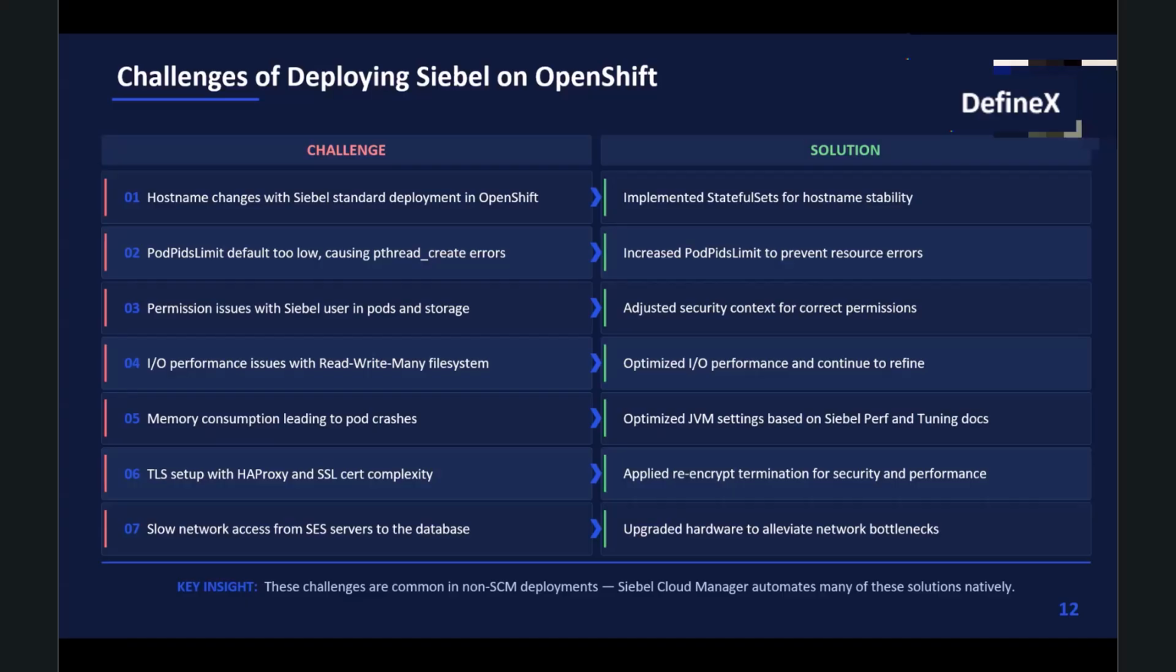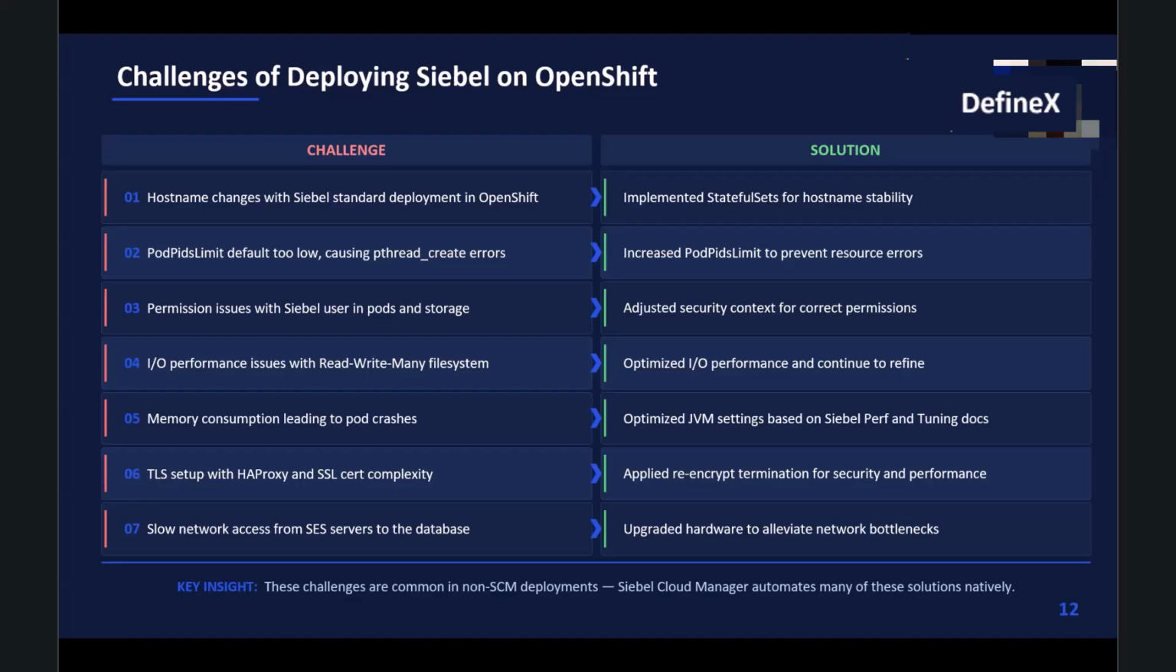But for our case, the client was willing to operate in a private cloud and integrate with all the CNCF compliant products coming with Kubernetes or OpenShift. We also addressed TLS setup and applied re-encrypt termination for security. Of course, you need to consider security as a crucial concern for private cloud. We also encountered slow network issues from the SCS servers to the database, and we upgraded the hardware to eliminate the network bottlenecks.